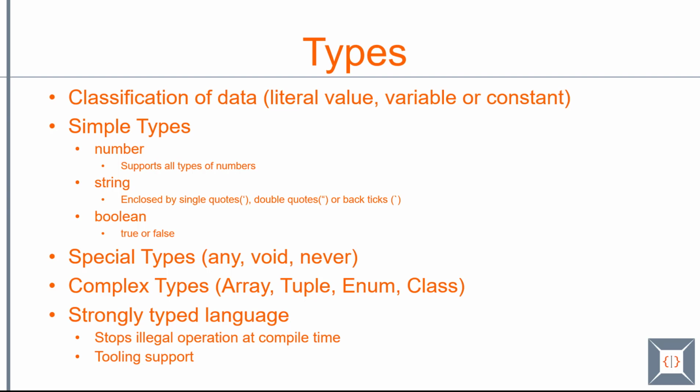Any data can be referred to in one of three forms. They are literal value, variables, and constants. You can directly use values in your program, or you can also use variables or constants. Let's see what is variable and constant next.